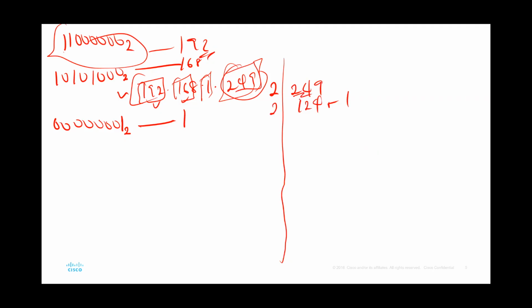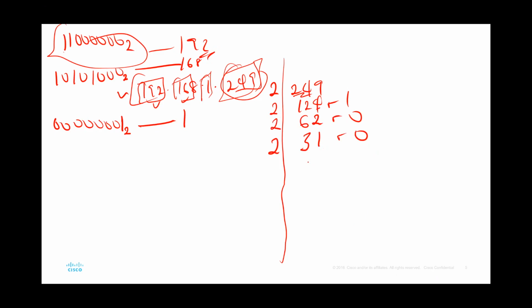Then you bring your 2 down here again. 12 divided by 2 gives you 6. 4 divided by 2 gives you 2. Remainder 0. Bring another 2 here. 62, you can go straight. 6 divided by 2 will give you 3. 2 divided by 2 will give you 1. Remainder 0. Bring another 2 here.